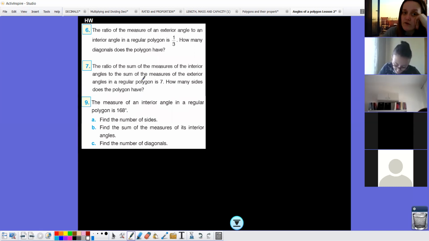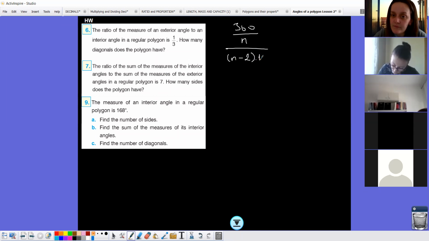The ratio of the measure of an exterior angle to an interior angle. So what will we do here? The formula for an exterior angle is 360 over n. Over, what is the formula for an interior angle? It is n minus 2 times 180 over n. This is the exterior angle, and this is the interior angle. The ratio is 1/3.